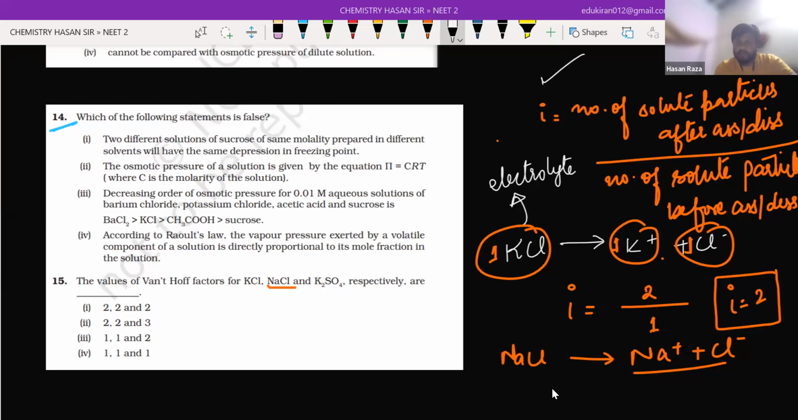Okay, not a problem. So before dissociation, it is only one. Before dissociation, that comes in the denominator, and after dissociation, 1 plus 1, 2. So again, the value of i for NaCl is 2.